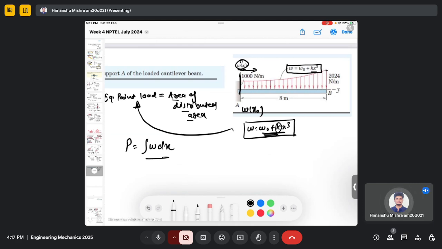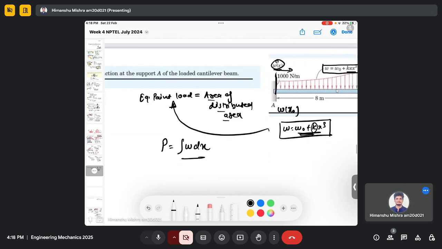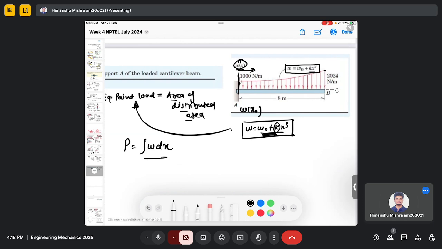So that is what I'm going to do now. We have this expression, and since we need to get a numeric answer, we need to find the magnitude of the reaction at support A. We will require W naught and K. For this, we can use the boundary conditions basically.